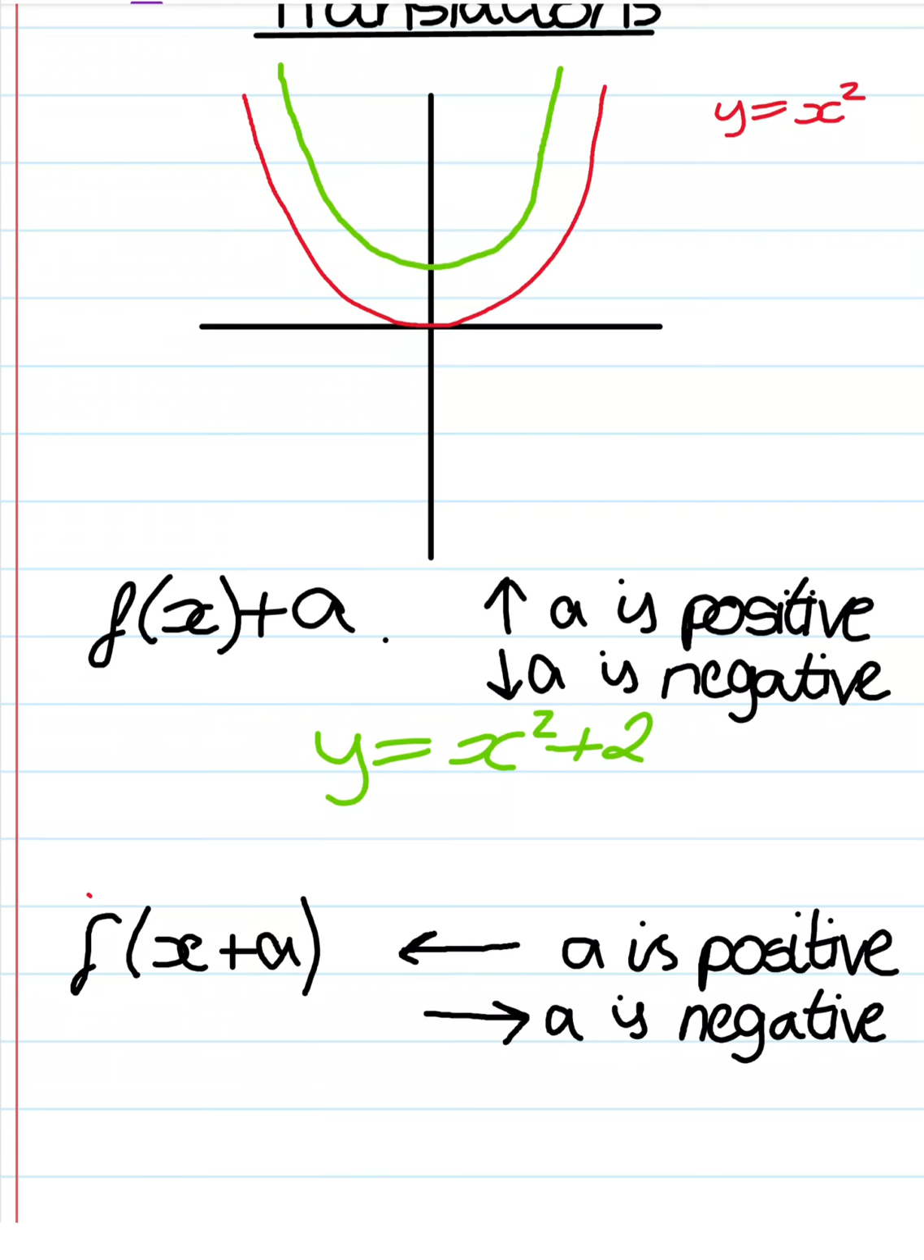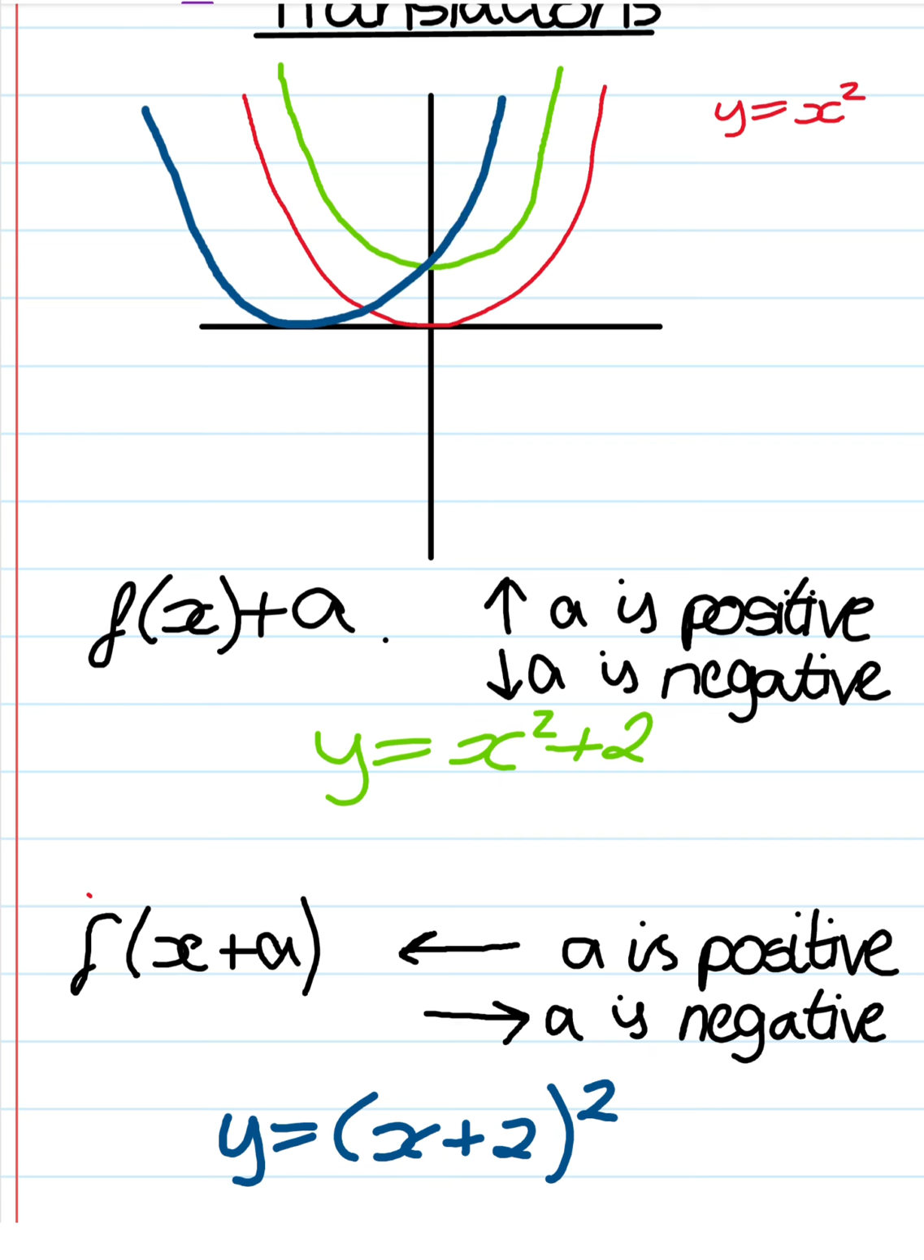For example, sticking with the x squared example, if instead we had y equals x plus 2 all squared, this moves the parabola 2 units left because the a in this equation is positive. This means we end up with a graph that looks something like this, that has been shifted 2 units to the left.